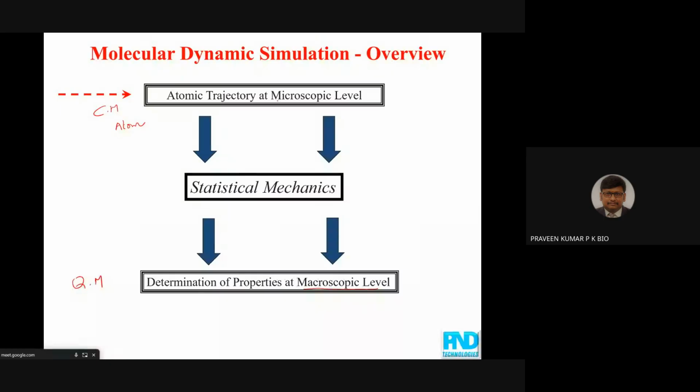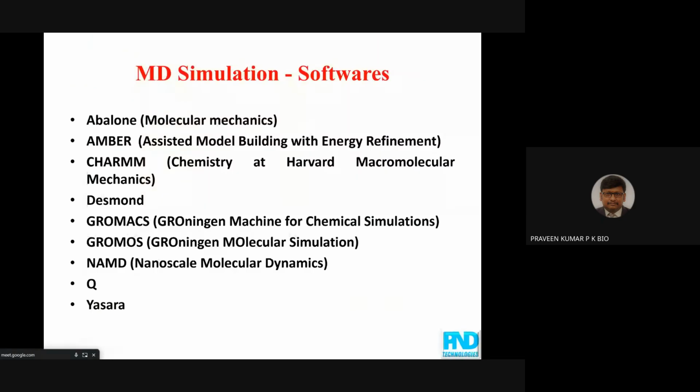Isn't it? So whatever we do in molecular dynamics simulation, whatever we do at the macroscopic level, we analyze up to the microscopic level. That's what we can see at this time. Now let me take you to the MD simulation.